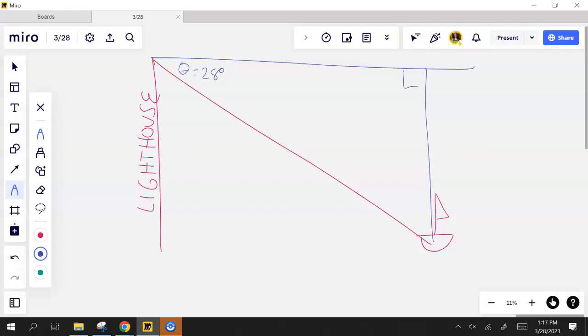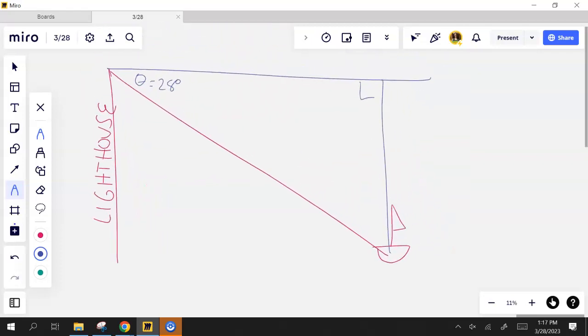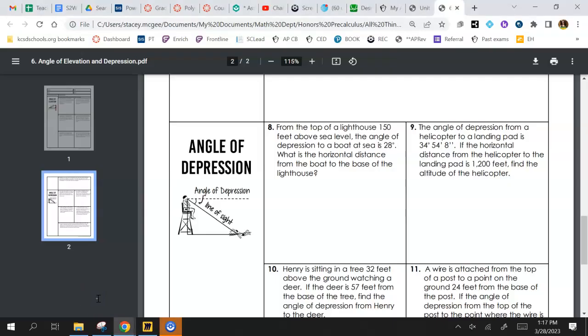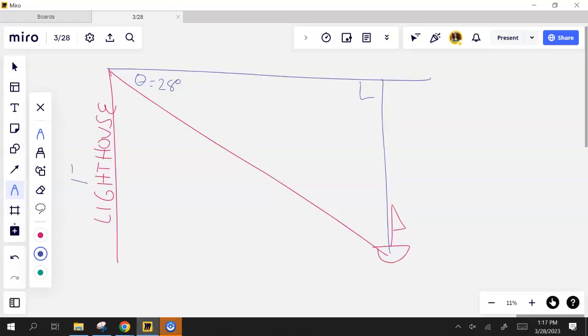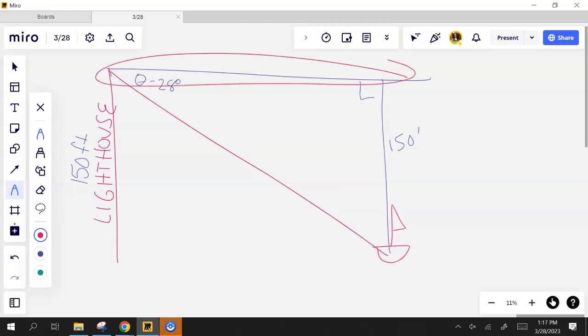Now, I want to know how far the boat is horizontally. So in other words, how far away from the base of the lighthouse is it? It gave me another value, 150. So this is 150. Are we finding the hypotenuse or are we finding the other side? You're finding the other side because horizontal distance would be this. So what trig function are you going to use?